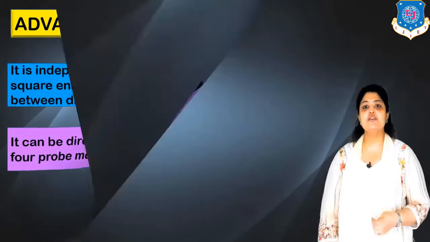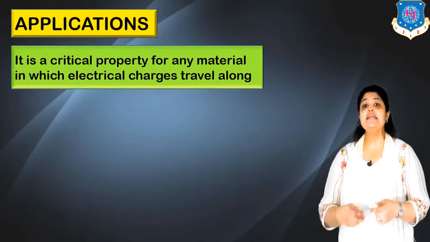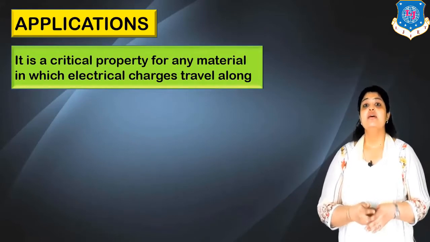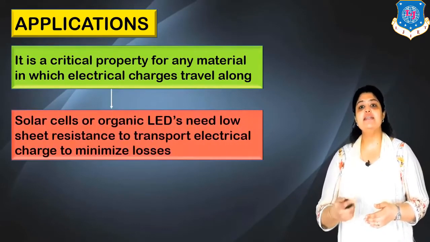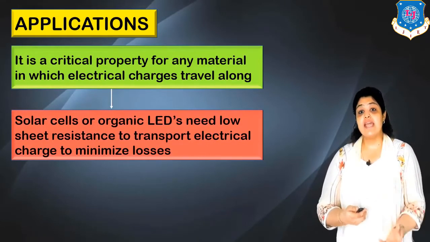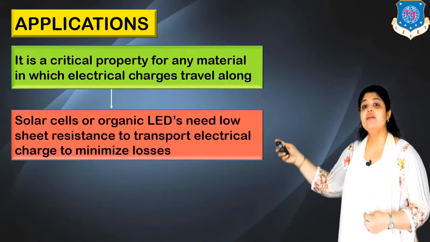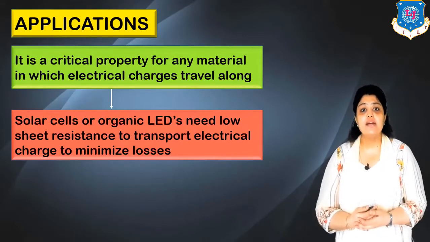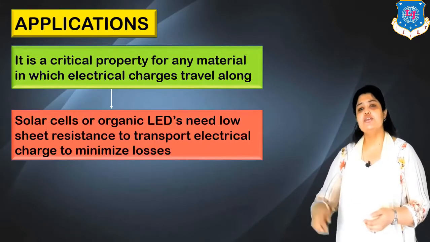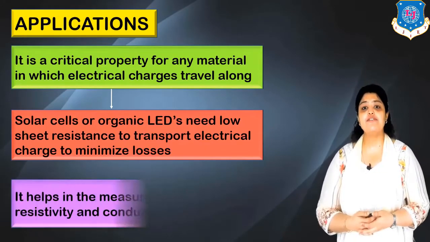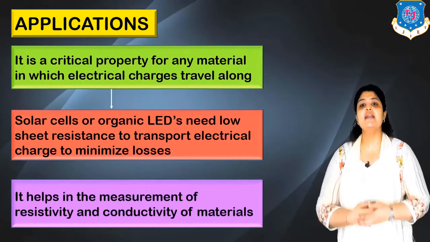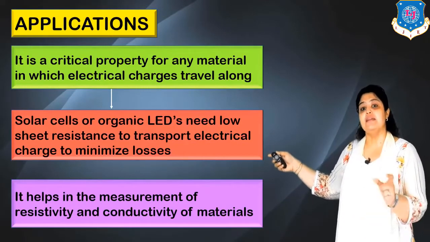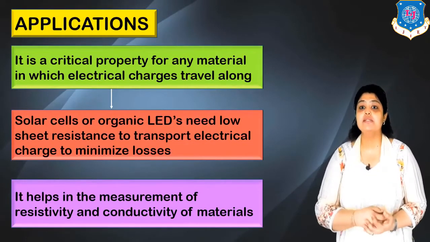Coming on to the applications of sheet resistance, the first application is that it is a critical property for any material in which electrical charges travel along. Say, for example, we are dealing with solar cells and organic LEDs. They are devices which require low values of sheet resistance to transport the electrical charge. Why is low resistance required? So that the losses are minimized. So this is one of the applications. Next, it also helps in the measurement of resistivity and conductivity of materials. If we measure sheet resistance, from this we can determine the resistivity or the conductivity of samples both.